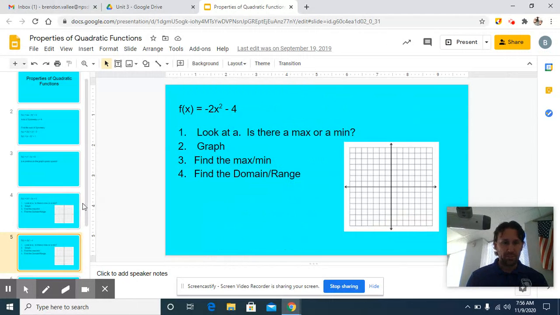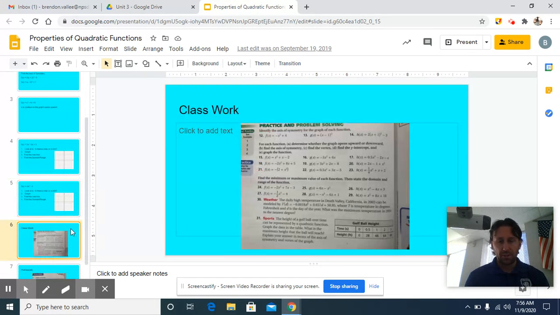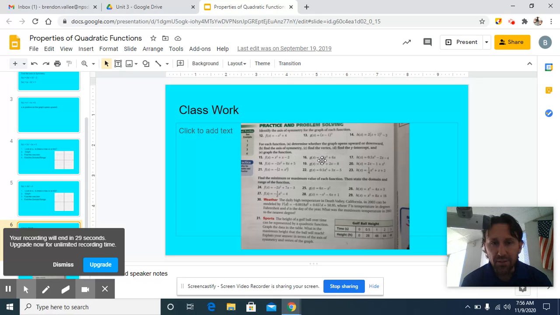So why don't we, for classwork, you're going to have to look at these problems right here. I think just like the first few, if you can show me that you can do the first few, that would be fine. Graph those and describe the axis of symmetry and maybe find some other things, max and min, domain and range, etc. Thanks.